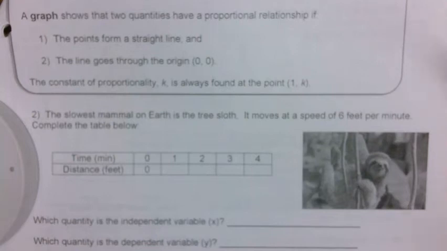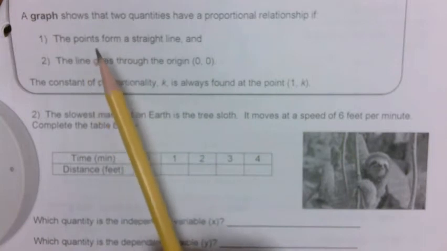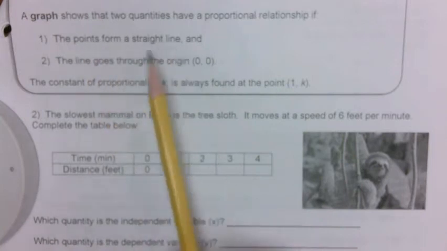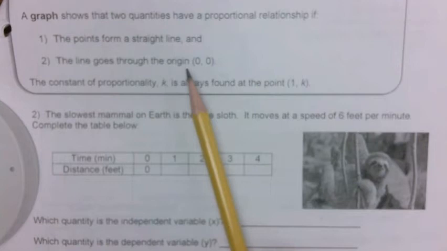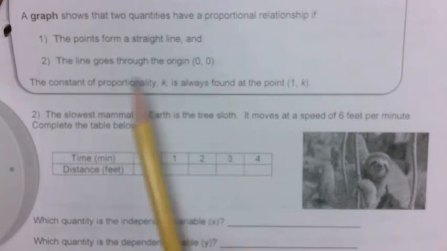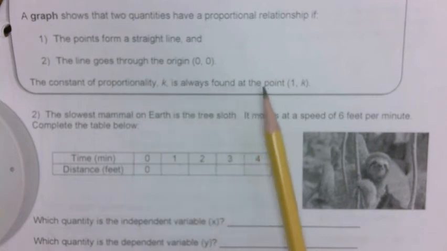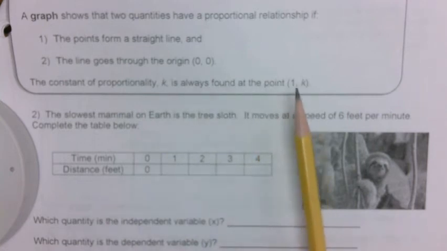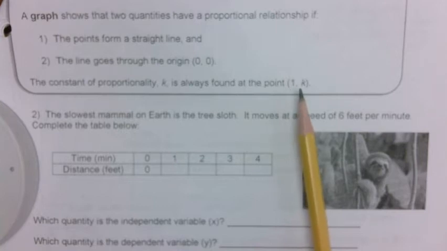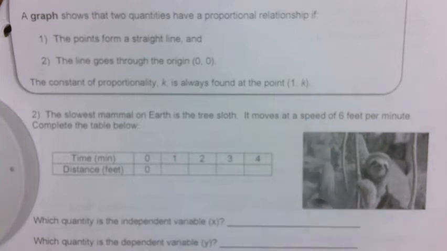So in example number 1, we learned about a proportional relationship on a graph. A graph shows that two quantities have a proportional relationship if, number 1, the points form a straight line, and 2, the line goes through the origin, which is at 0, 0. The constant of proportionality K is always found at the point 1 comma K. Remember, you always need to go to 1 on the x-axis and then go up till you hit the line to figure out what that K value is going to be.